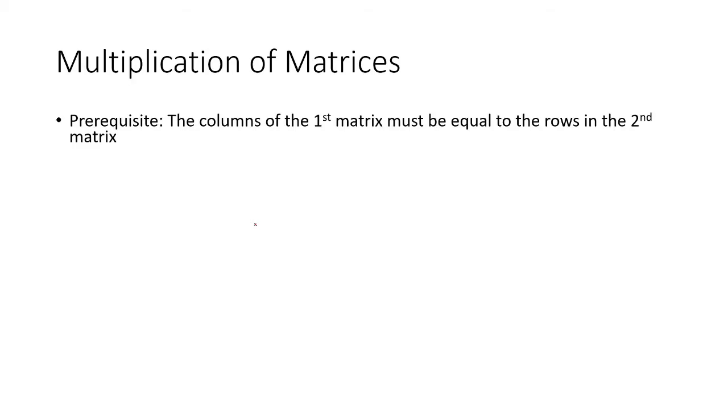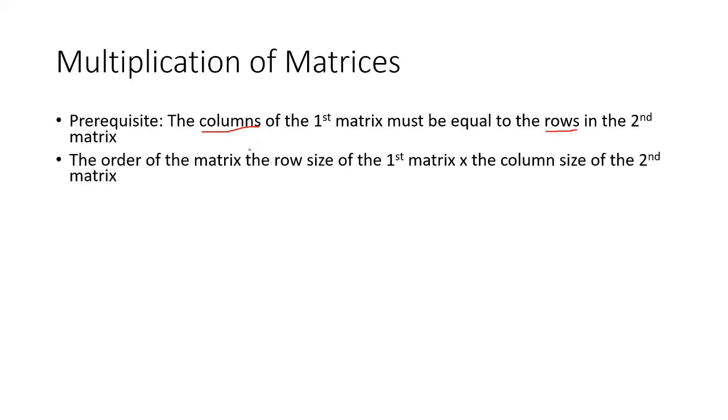Okay, so this is now the part where we multiply two different matrices. Hindi lang constant. So prerequisite is the columns of the first matrix must be equal to the rows in the second matrix. So the columns of the first matrix must be equal to the rows in the second matrix. Next is the order. The order of the matrix is the size, if the row size of the first matrix by the column size of the second matrix. So later, ito na explain.